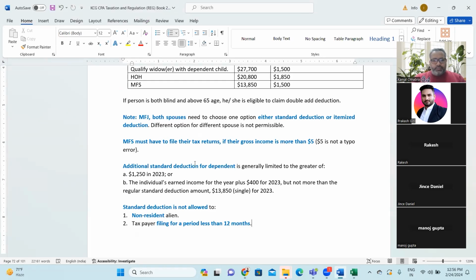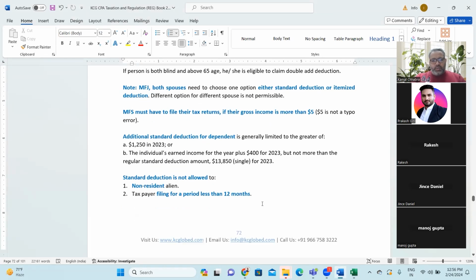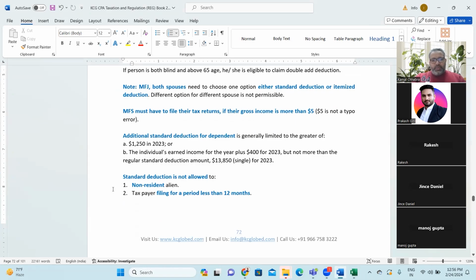Standard deduction is not allowed to a non-resident alien and a taxpayer filing for a period of less than 12 months. That means, for example, if your client has started earning for the first time, the total tax year may be only 6, 7, or 8 months. In that scenario also, standard deduction is not allowed, because standard deduction is for the full year.